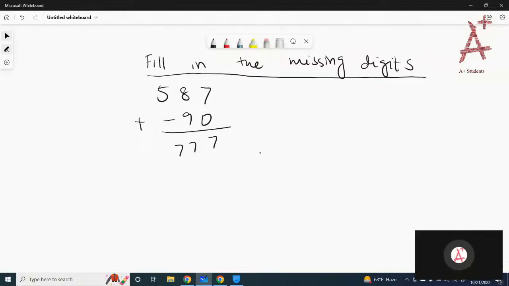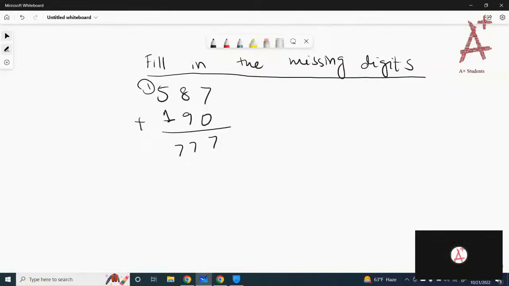7 plus 0 is 7. 8 plus 9 is 17. You write a 7 over here and carry 1. So 5 plus 1 is 6. So which number is missing? You have to make 7. So you already have 6, and that means the missing number is 1. Got it? So the missing number is 1.